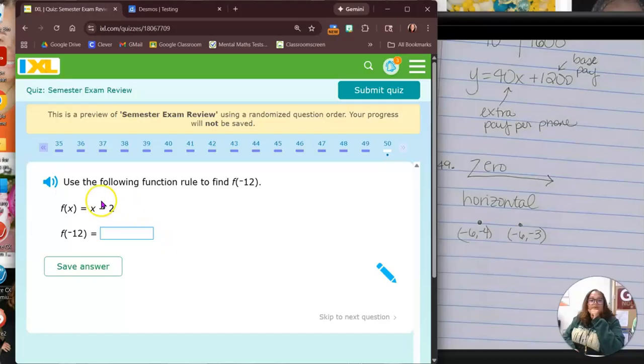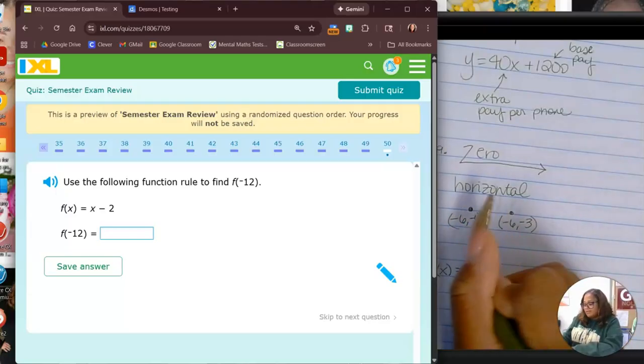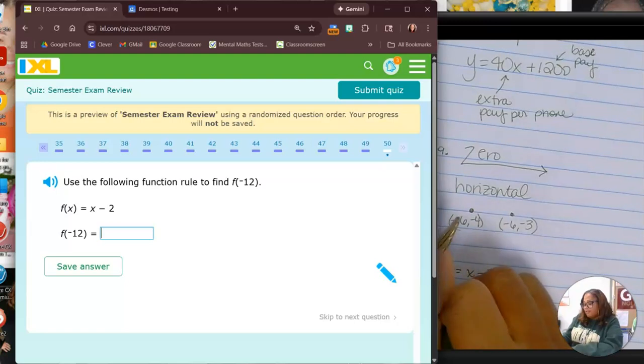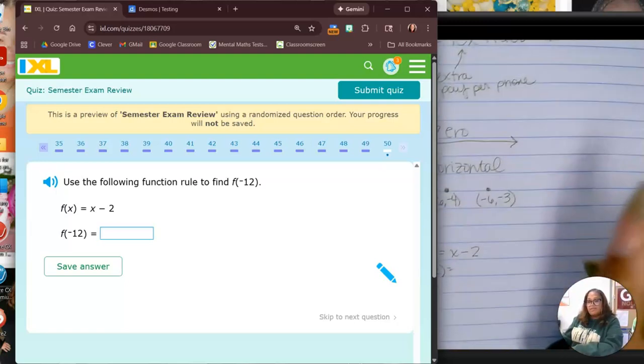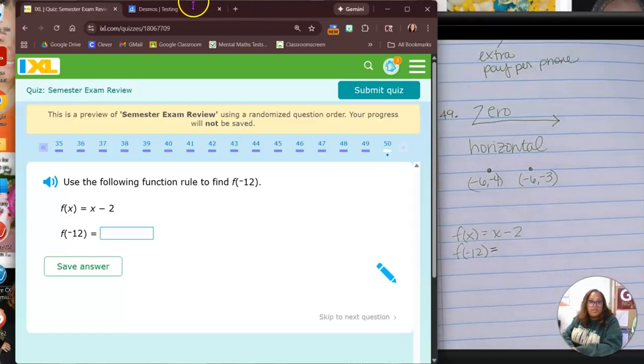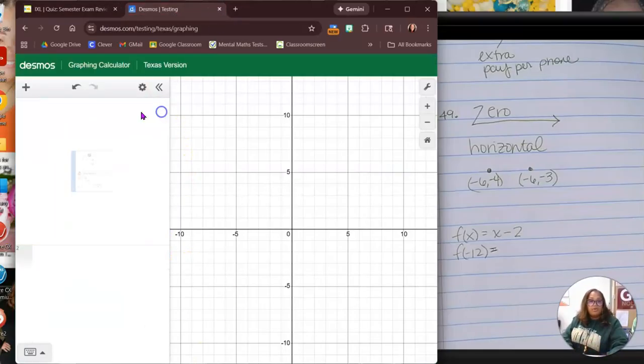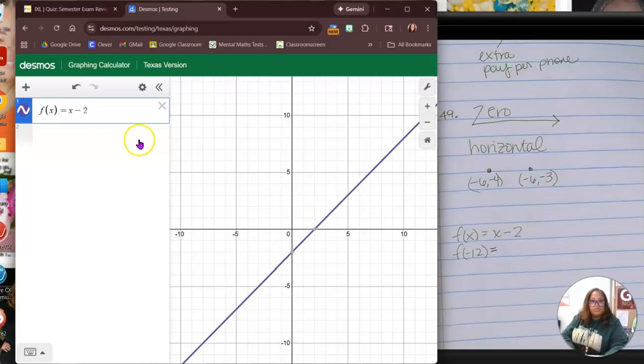Save my answer. Use the following function rule to find f of -12. F of x is x minus 2. F of -12 is -14. But let me show you how to do it in Desmos. F of x is x minus 2. And then f of -12 is -14.